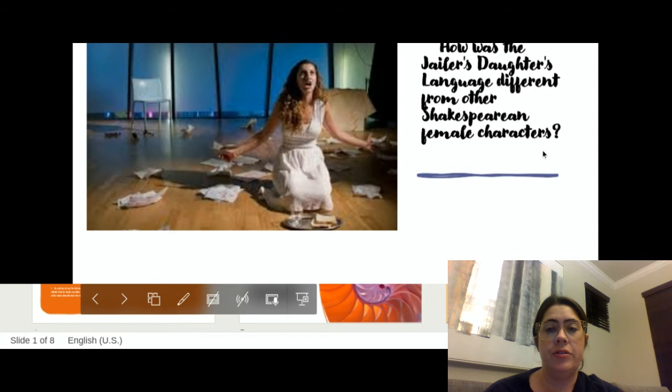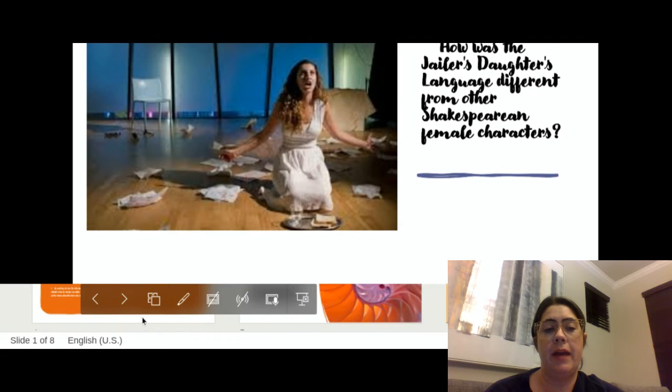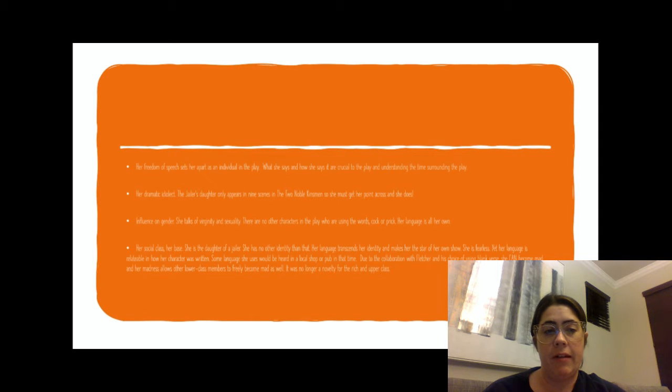How was the Jailer's Daughter's language different from other Shakespearean female characters? There were many ways in which the Jailer's Daughter was different than any other character before. Number one, her freedom of speech sets her apart as an individual in the play. What she says and how she says it are crucial to the play and understanding the time surrounding the play.